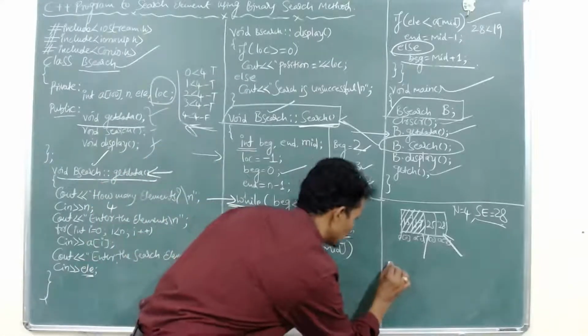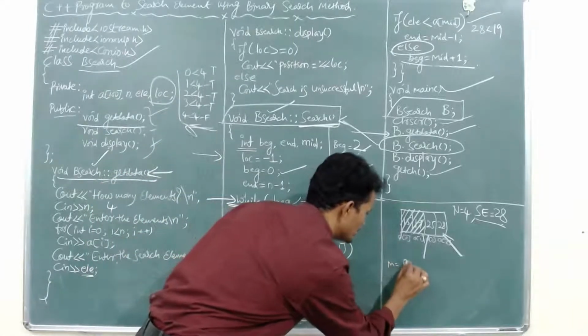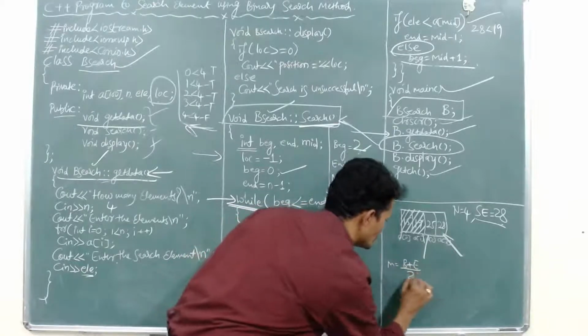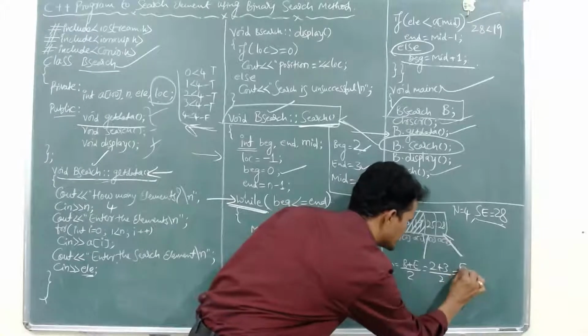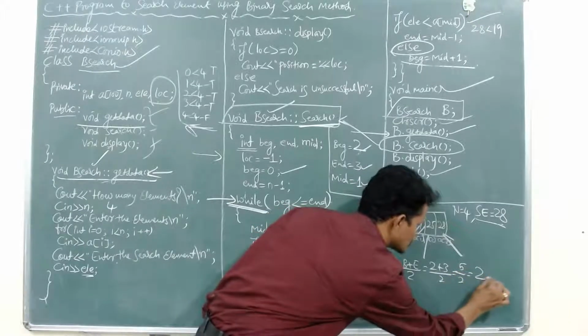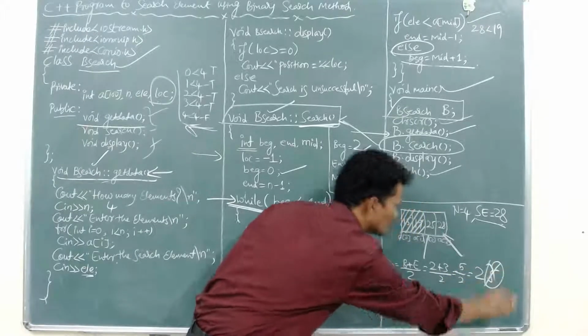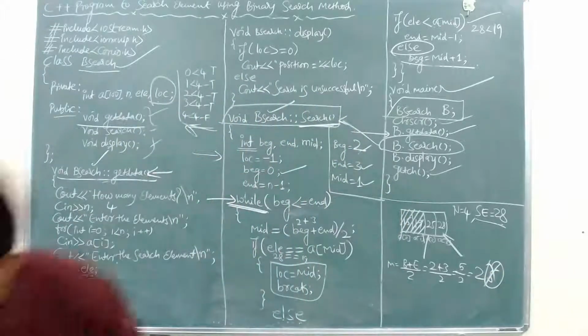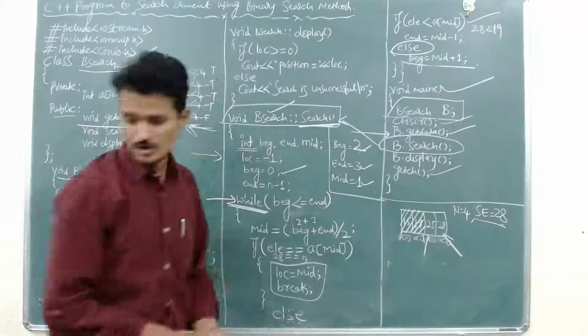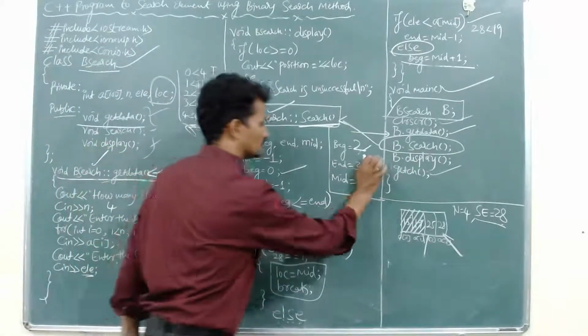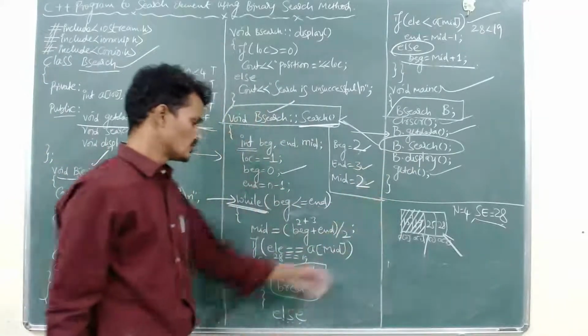Again, mid is equals to begin plus end divided by 2. Begin is 2, end is 3. 2 plus 3 divided by 2 means 5 by 2, which gives 2.5. I am considering only the integer part, that is 2. 2 is assigned to mid.